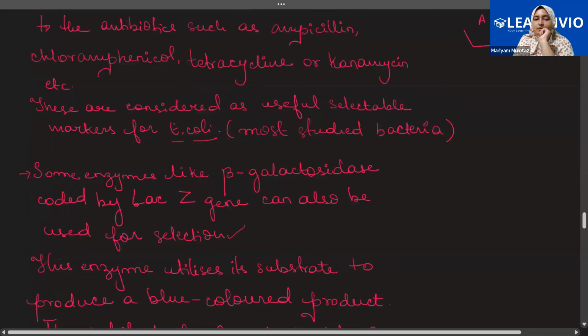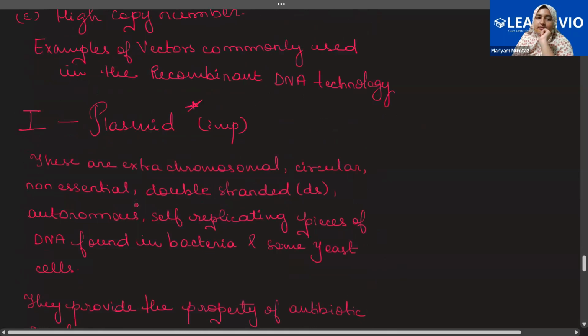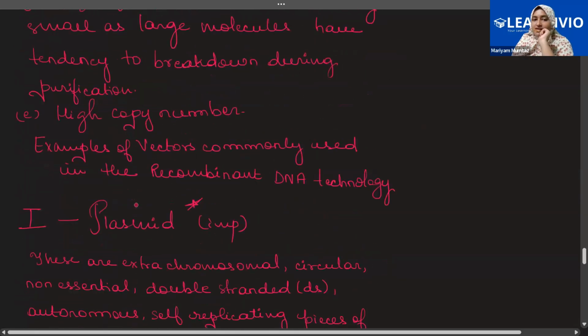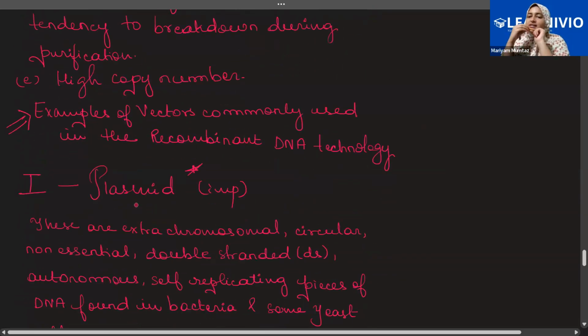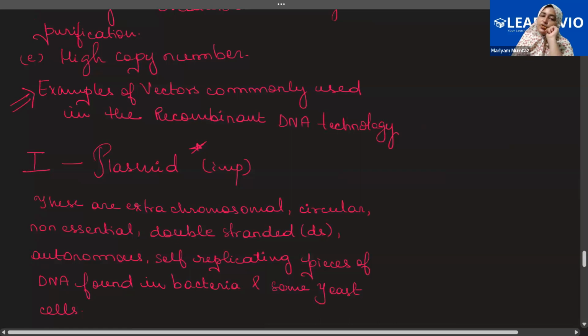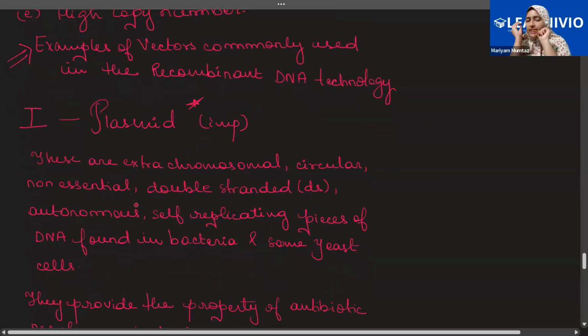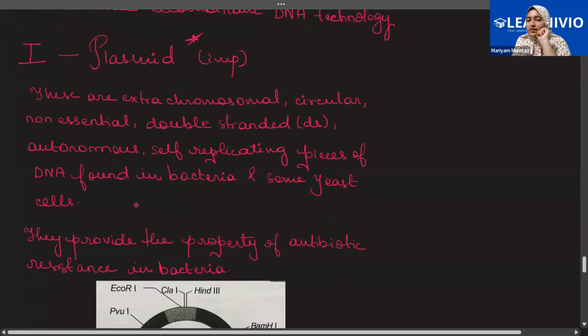Now let us see some of the examples of a vector. What are those vectors that we use? Up until now, we had discussed general vectors, right? Now we'll talk about the examples of vectors that are used commonly in the RDT. The first one, the most important one, is plasmid.